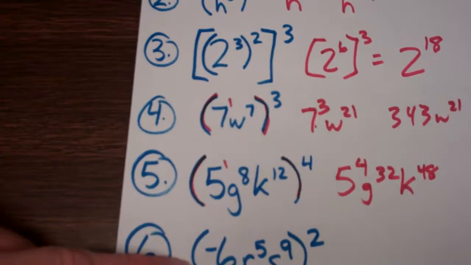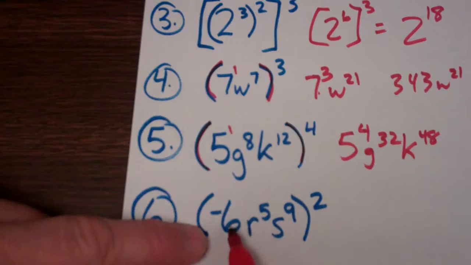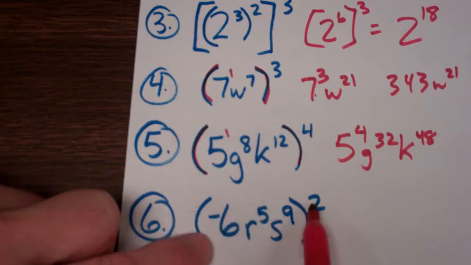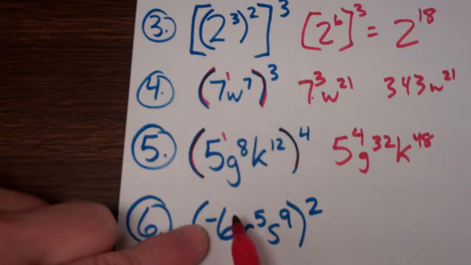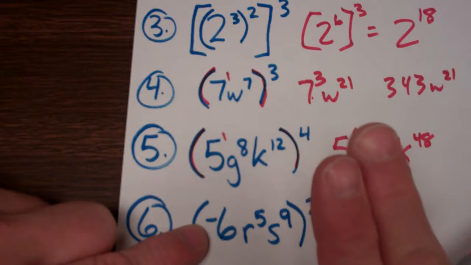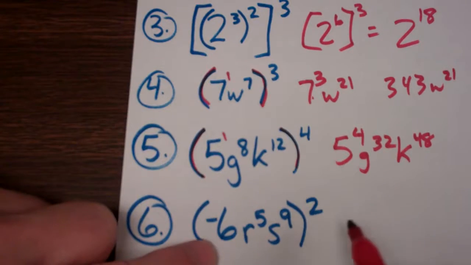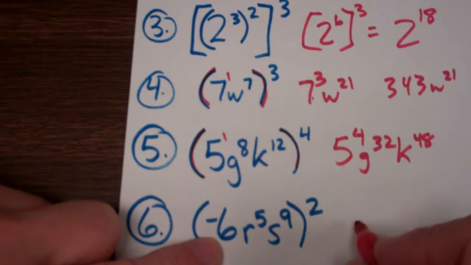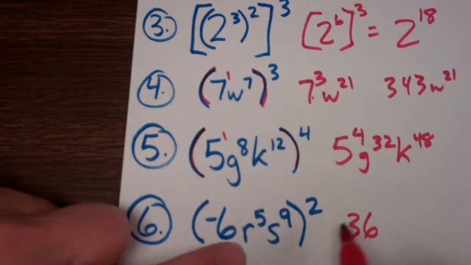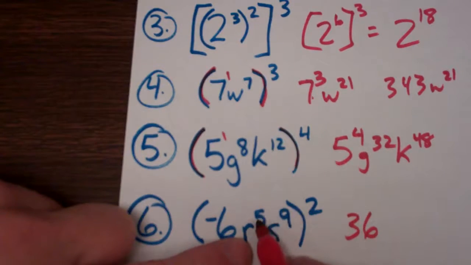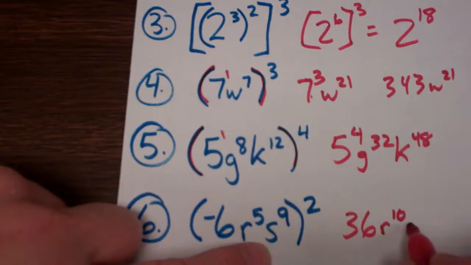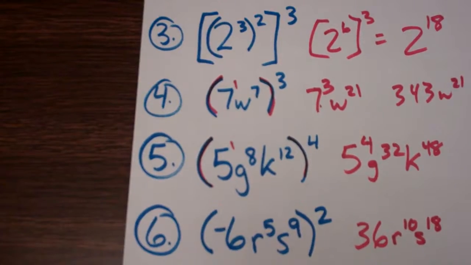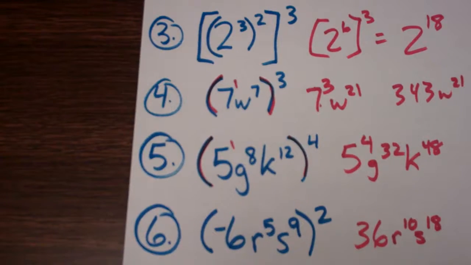All right, we have another one just like that. I have a negative 6 to the 2nd power. Is that negative going to the 2nd power? Yep, it's inside the parentheses. So a negative times a negative is a positive. I have an even number. Remember how we talk about even numbers pair up and we have a positive. So negative 6 squared is the same as 6 squared, really. I'll just go ahead and work that one out. That's 36. R to the 10th. S to the 18th. 36r to the 10th, s to the 18th.